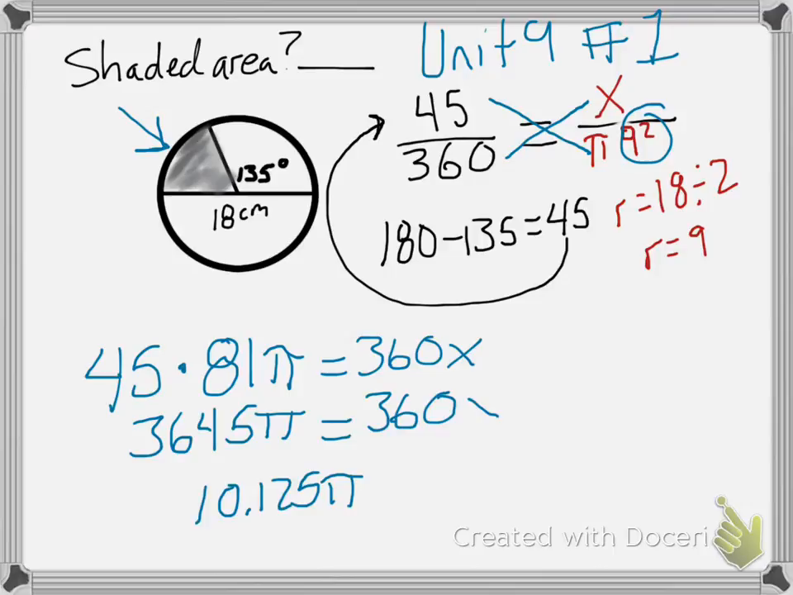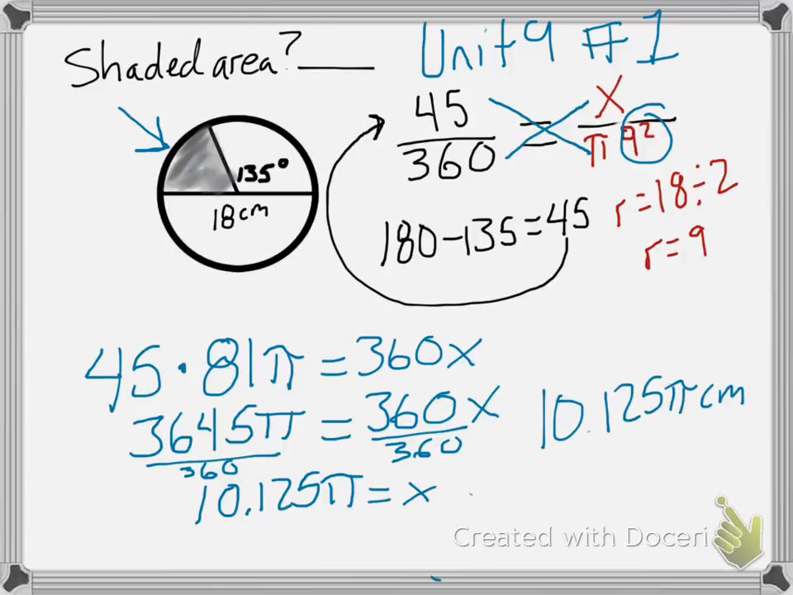Oops, I wrote that out of order. That doesn't make any sense. Well, anyway, that's the answer at the bottom. We got to divide both sides by 360, and that's where we get the 10.125 pi, and your answer should be 10.125 pi centimeters. That should be squared, not cubed. The end.